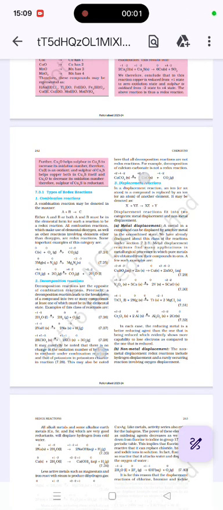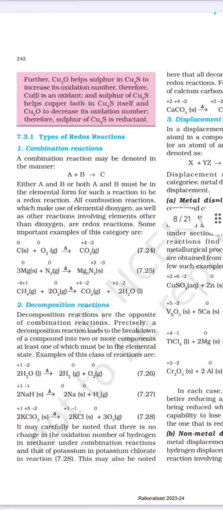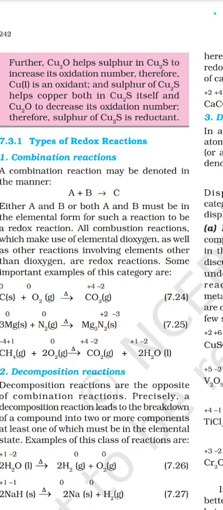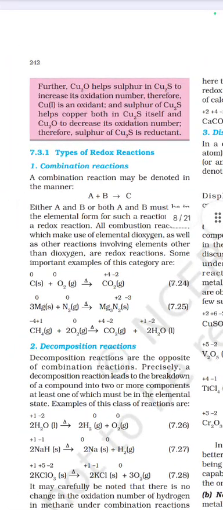Hi, hello. So, our next video is about the types of redox reaction. This is the fourth part of the video. Okay, so let's start. Types of redox reactions.